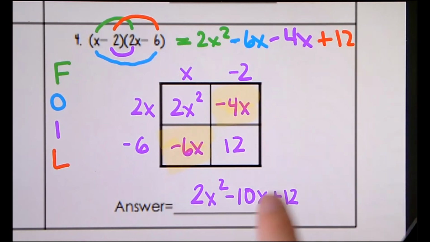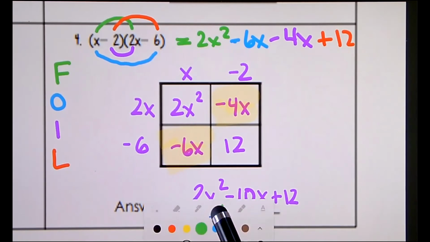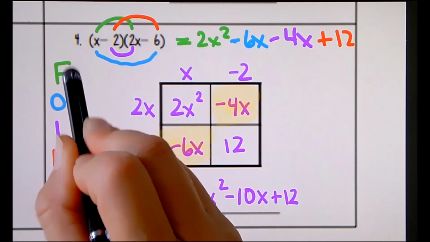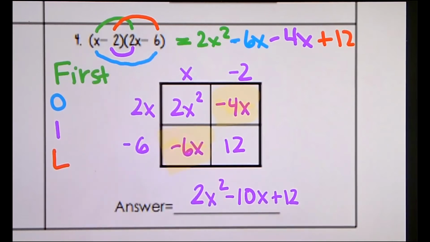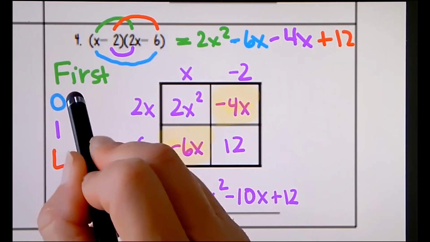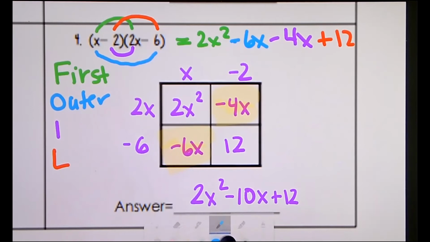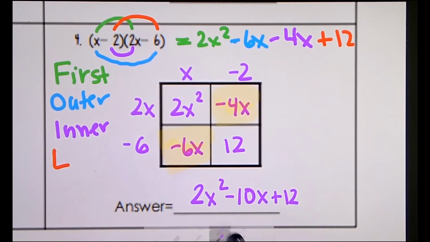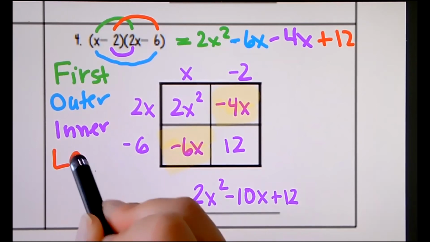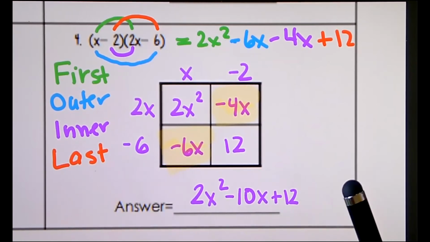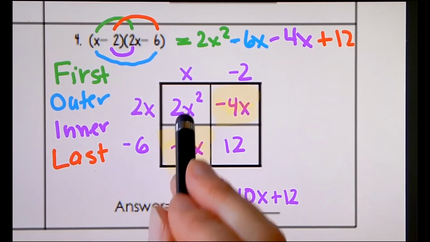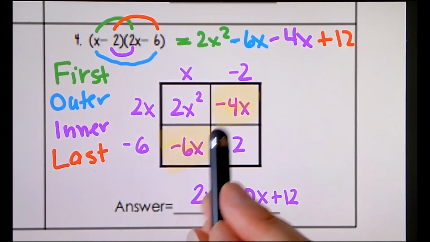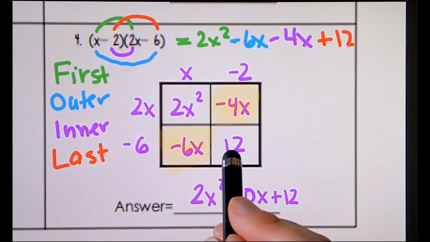And then I would combine it. So let me just write out the words again. This was first, outer, inner, last. And again, here was our first, this was our outer, this was our inner, this was our last.